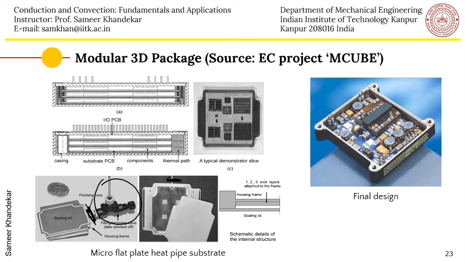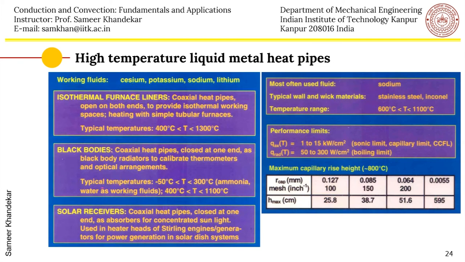Then you can have, for high temperature applications, liquid metal heat pipes, as I said, like sodium or potassium, and you can see them for isothermal furnace liners or for making black bodies which require isothermal conditions. The typical range can be from -50 to 300 degrees, wherein ammonia or water can be used, and then beyond that, up to 1000 degrees, liquid metals can be used.